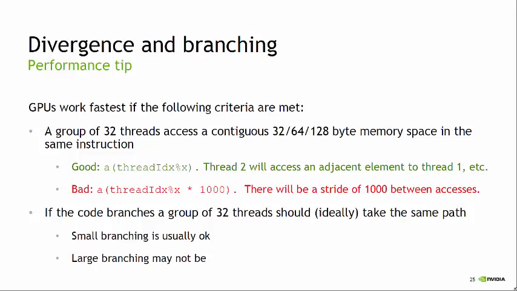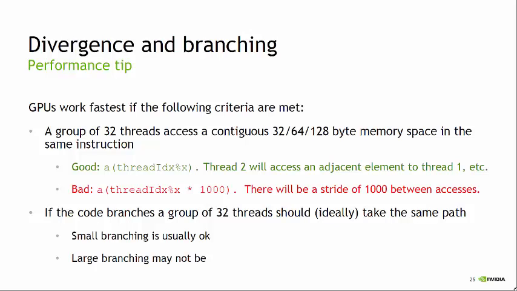Divergence and branching. Some of you may have heard that GPUs don't like divergence. It's true. They can tolerate it, but it's not something they enjoy. There are a couple of rules that if you stick to, you won't have any problems. The first is memory divergence. Ideally, a group of 32 threads should access a contiguous 32, 64 or 128 byte memory space in the same instruction. I have a good example here.